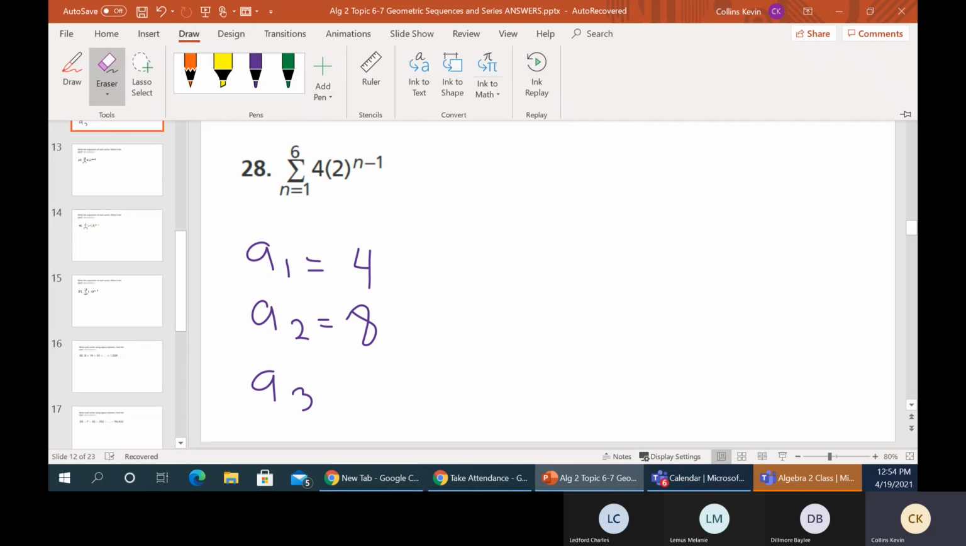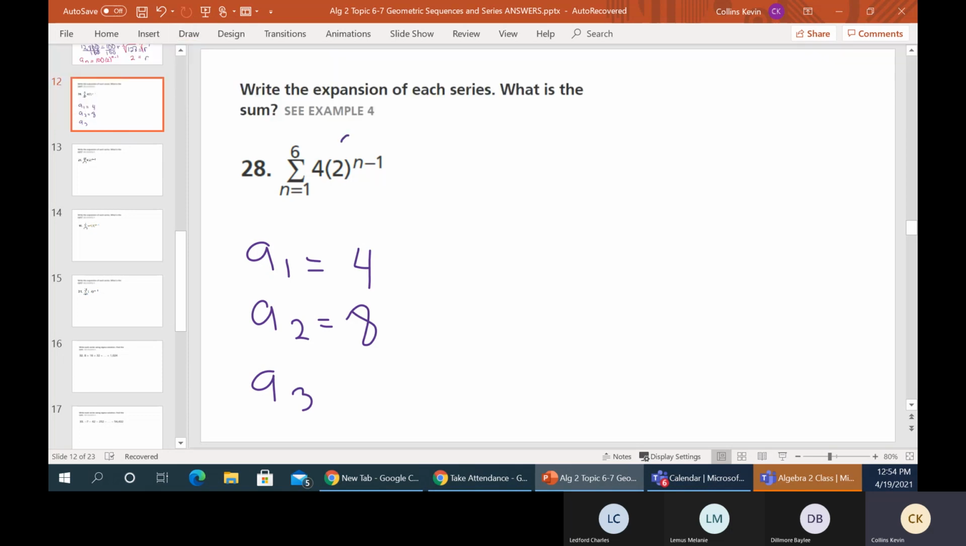Okay. So we put a 3 up here. So 3 minus 1 is 2. That's 2 squared. 2 times 2 is 4, right? Times 4 is 16. So we're starting to notice a pattern here. We went from 4 to 8 to 16. And since we're multiplying by 2 every time, basically what we're doing is we're doubling up, right?